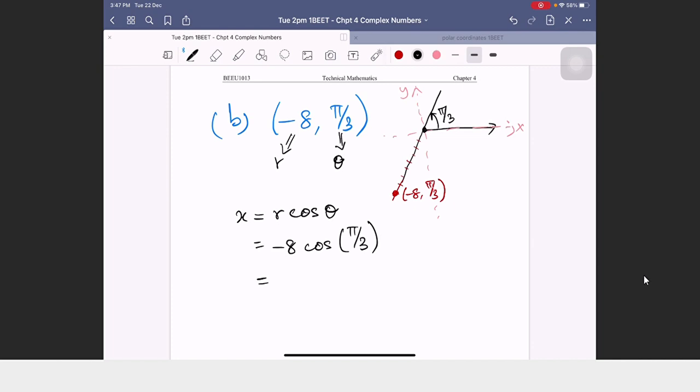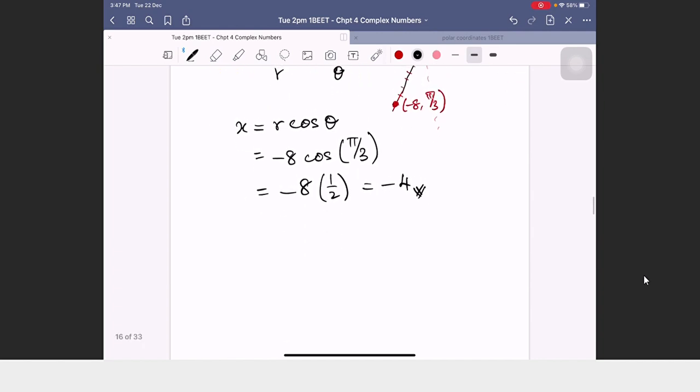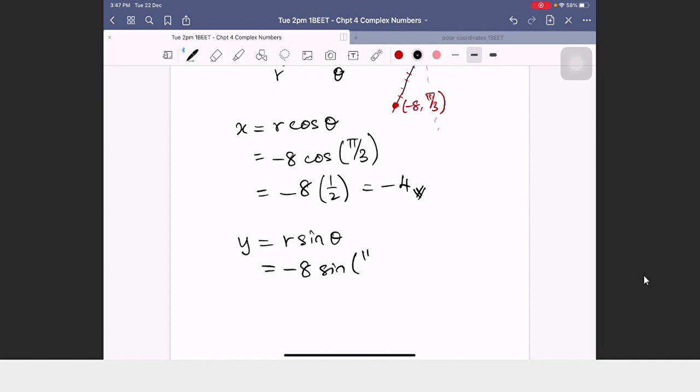So you use your calculator. What is cosine pi over 3? If we remember last time, cosine 60 degrees is half, isn't it? So this is where we got our minus 4. So x is correct, minus 4. What about y? So y is r sine theta. So again, minus 8 sine pi over 3.